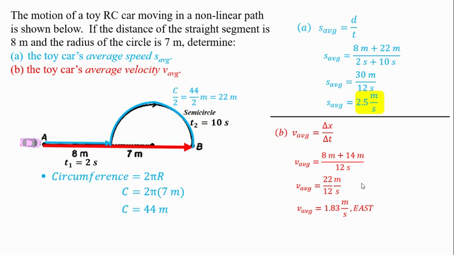But you notice here, you don't need to find the angle or anything like that because the arrow that's connecting start to finish is oriented straight to the right, aka east. So I need to include the direction. My proper answer would be 1.83 meters per second east. And that's it. All right.